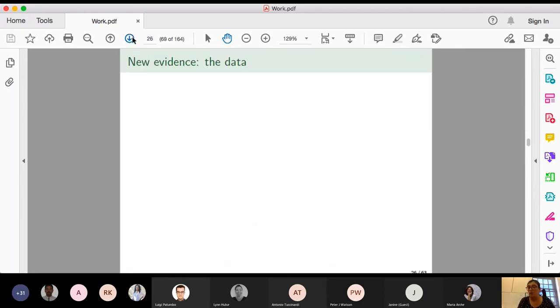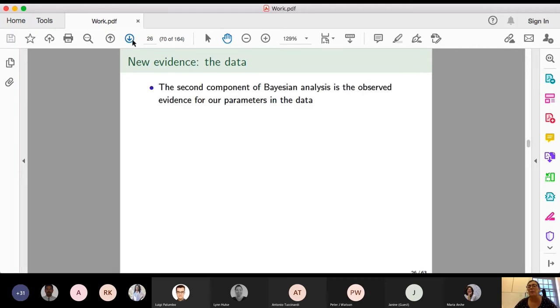So that's the prior. That's what we know up to now. Now you are performing your own study. You collect your own data, and you will analyze this new data that you get. So the second component of the Bayesian framework will be the new evidence of the data, and that will be introduced with the use of the likelihood function.